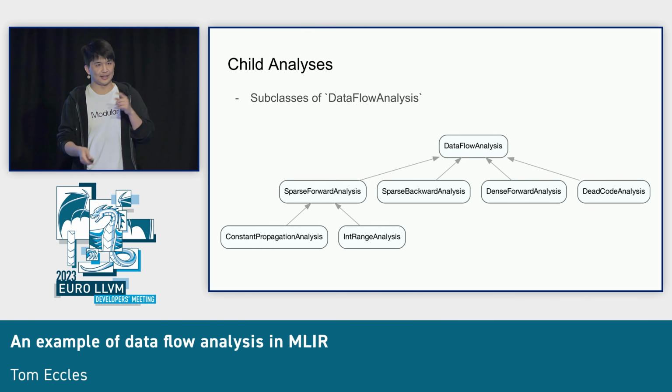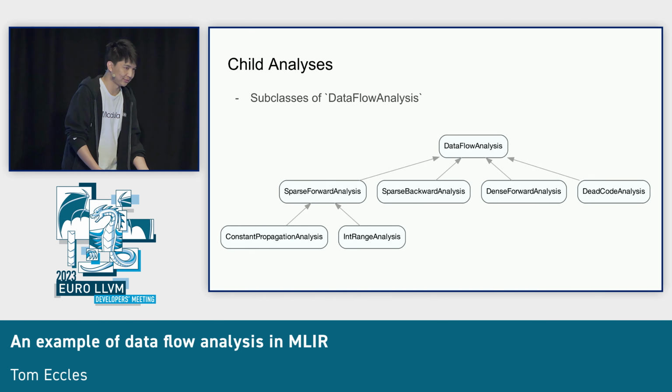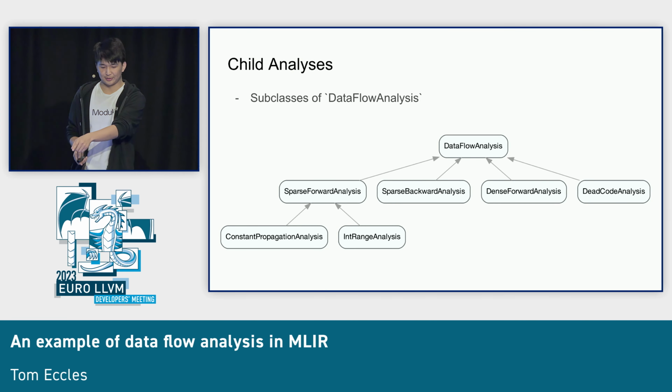Here's the class hierarchy of the upstream analyses and also wrappers. We implement dense and sparse backwards and sparse forwards, and you just subclass these and implement a few details, because setting up the dependency graph is a lot of boilerplate, right? So we have provided a set of base classes that you can use if you just want a normal dense analysis, or a classical sparse analysis. And then here we see there's dead code analysis, constant propagation analysis, and also a recently added integer range analysis.